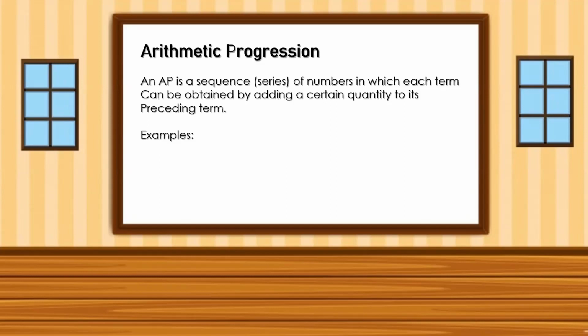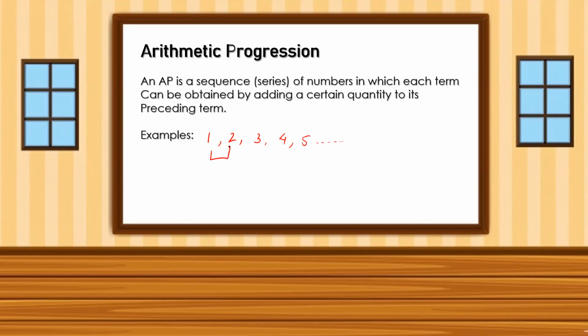So if you want to define an arithmetic progression, an AP, AP means arithmetic progression. What is it? It is a sequence or series of numbers in which each term can be obtained by adding a certain quantity to its preceding term. Like for example, if I say 1, 2, 3, 4, 5, and so on.